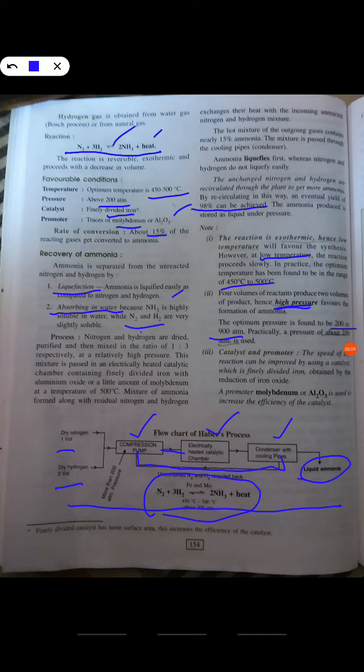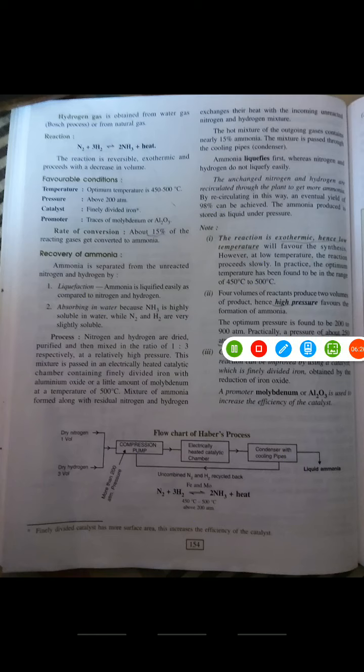Catalyst and promoter, I have already told you, are iron and molybdenum. Now when we are doing this particular reaction, one thing we need to keep in mind is that the hydrogen and nitrogen we have taken should be pure. If there are any impurities in hydrogen and nitrogen, like carbon dioxide, hydrogen sulfide, etc., they will poison the catalyst and you will not get the desired result. I hope this is clear. Now this is an index question. Do this index question in your book itself and ask me in case of any doubt.